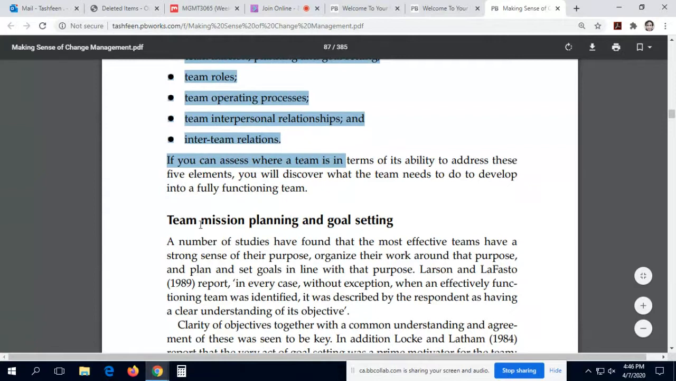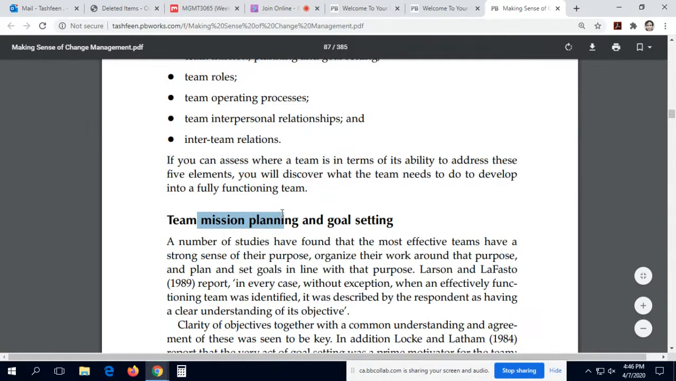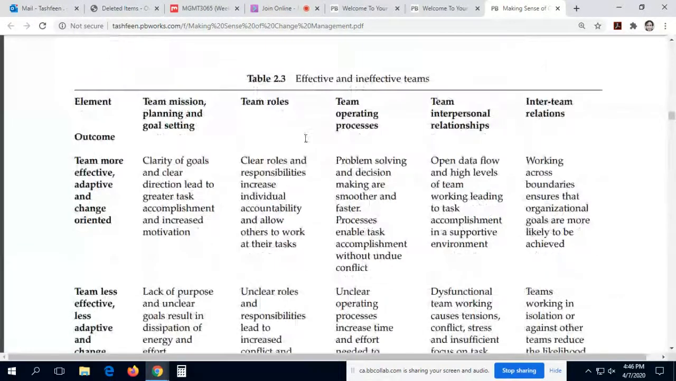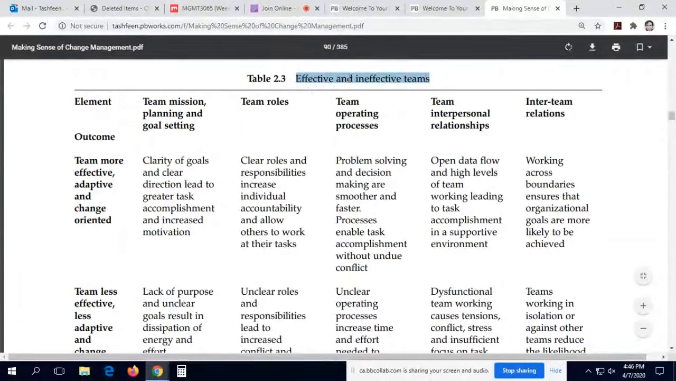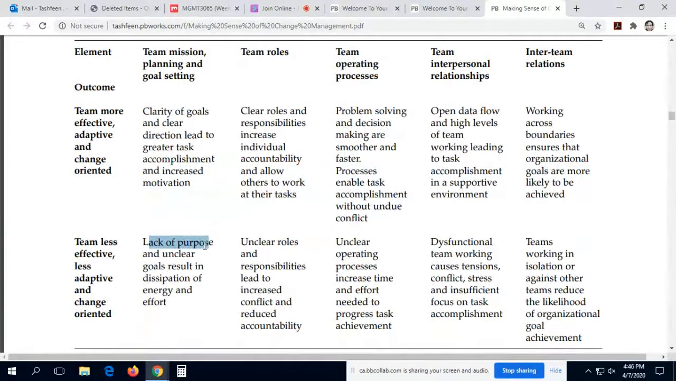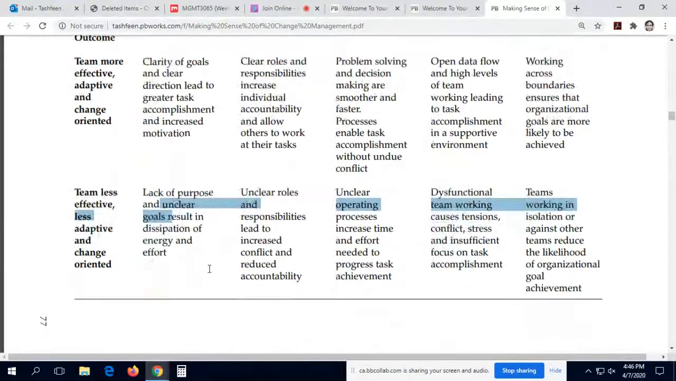in your own time, of course: team mission planning, goal setting, team roles, all these type of things which you guys mentioned. Look at table 2.3 maybe, in your own time again. Effective and ineffective teams. For example, these things you guys mentioned: clarity of goals and clear direction lead to greater task accomplishment, and increased motivation. So these are very important. And if there is lack of purpose and unclear goals, then of course things are not going to happen the way they should have, or they could have.